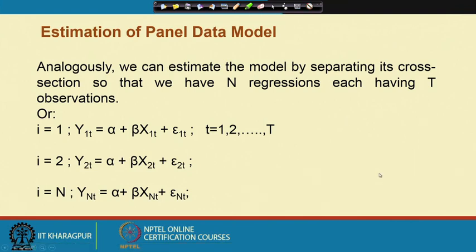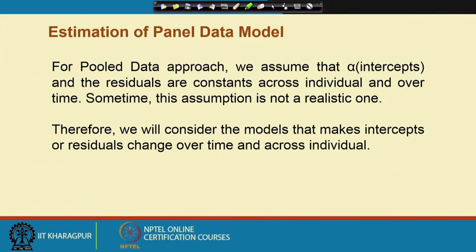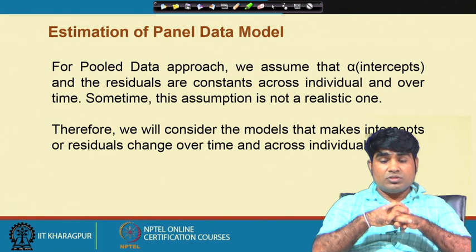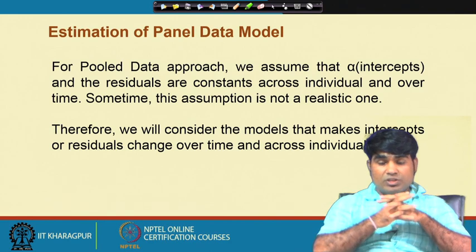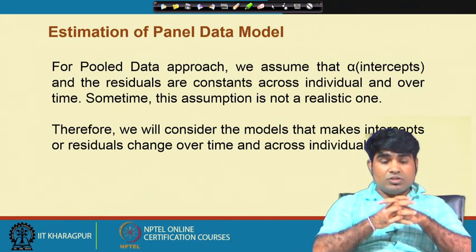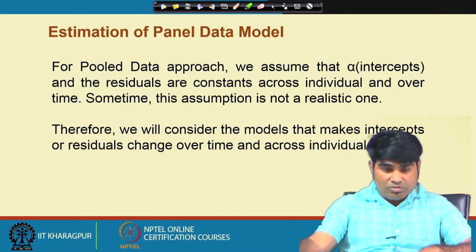Now, taking this clue, we will proceed to panel data modeling. Before we start panel data modeling, with respect to fixed effect models, random effect models and the GMM, let us go through the pooled data structure. In the pooled data structure, we assume that the alpha intercept and the residuals are constant across individuals and over time. Sometimes this assumption is not a realistic one. Therefore, we will consider models that make intercepts or residuals change over time and across individuals.